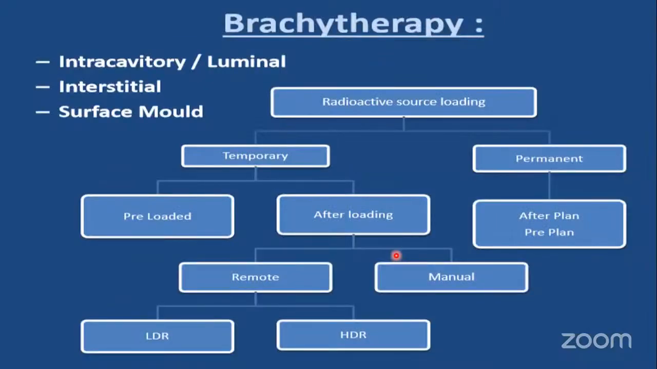When it comes to internal radiotherapy, it is also called brachytherapy. There are 3 types in which it can be administered. First is intracavitary or luminal, second is interstitial, and third is surface mold. These are the 3 techniques in which brachytherapy, or internal radiotherapy, can be administered for the patient.